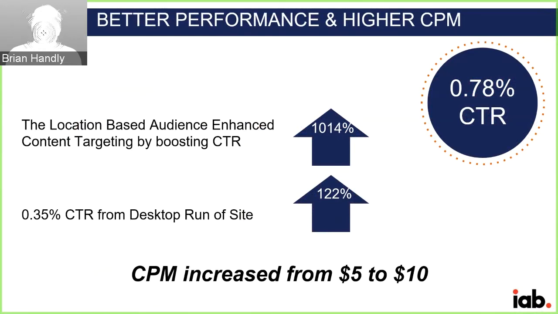So it's pretty rare that a publisher's CPMs are actually increasing. But this is a case where they had much more highly targeted data, so they were able to charge a lot more money. So everybody was happy. The advertiser got better results, and the publisher got additional revenue.